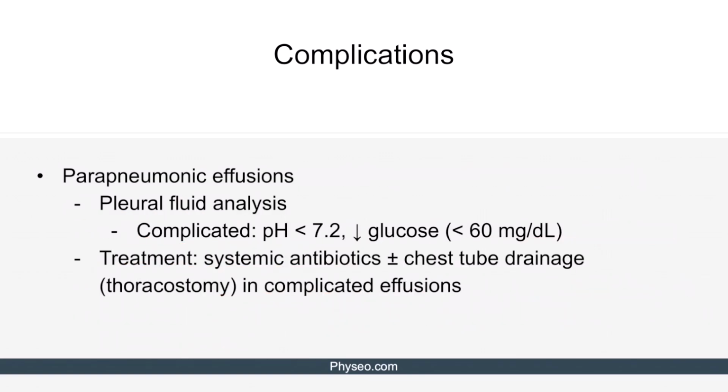Pleural fluid analysis suggesting complicated parapneumonic effusions include a pleural fluid pH of less than 7.2 and decreased glucose of less than 60. Uncomplicated parapneumonic effusion is treated with systemic antibiotics only. Complicated effusions are treated with systemic antibiotics plus chest tube drainage.